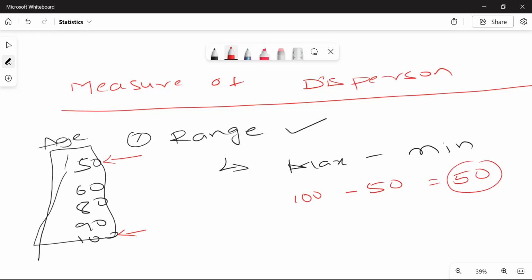Okay, clear, right? That is exactly the range variable or range parameter. Any question regarding range?